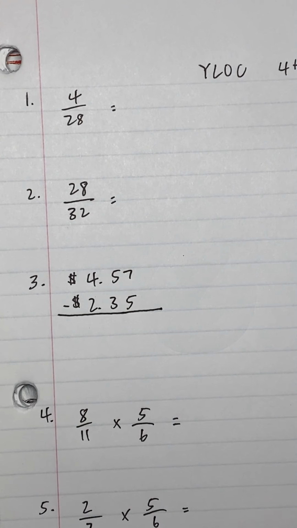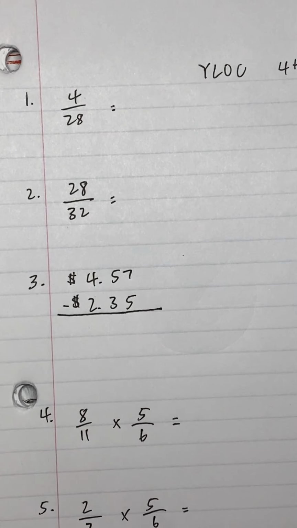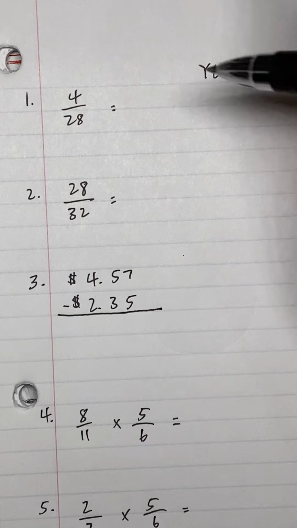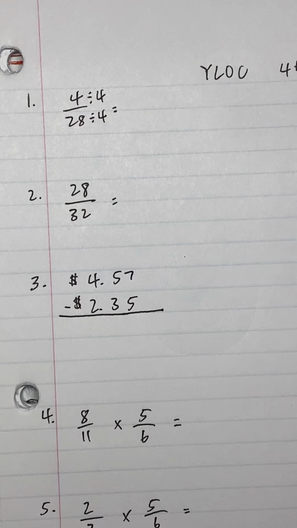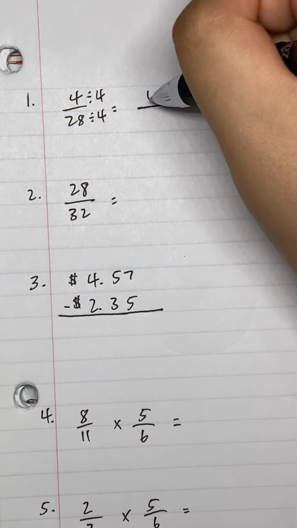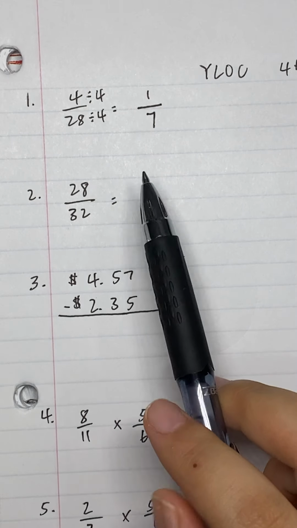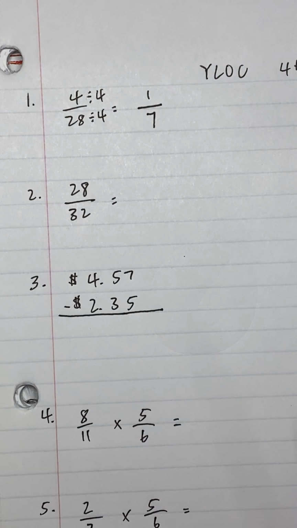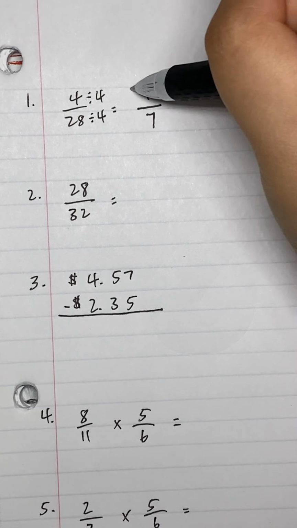The first thing you want to ask yourself is what is a number that both the numerator and denominator can be divided by? Again, the numerator is the top number and the denominator is the bottom number. So when you ask yourself this, you probably think 4 can be divided by 4 and 28 can be divided by 4. Now when you do that, you get 1 over 7. And then you ask yourself, can you divide top and bottom by anything further? But you cannot, because 1 cannot be divided by the same thing as 7 can. So this is your final answer.